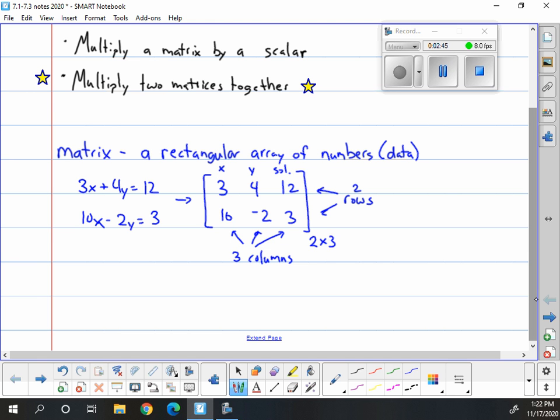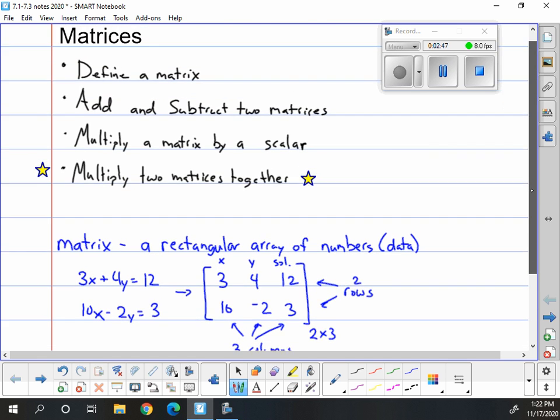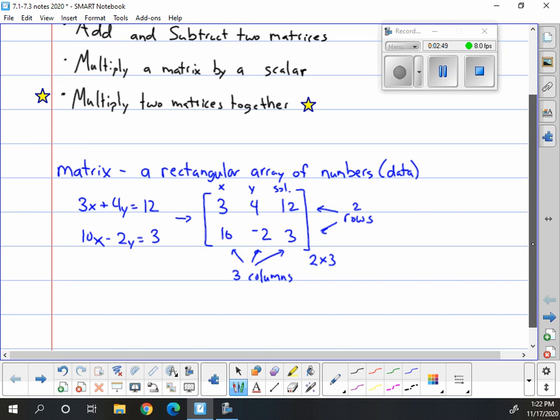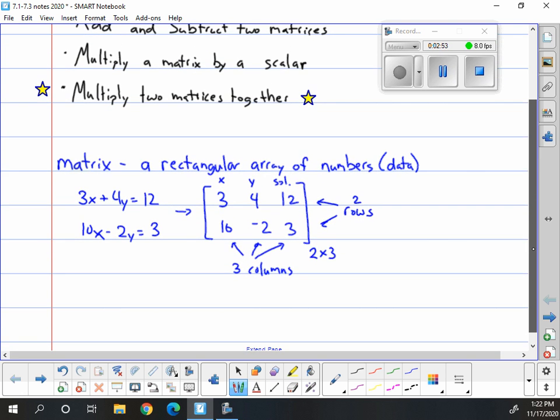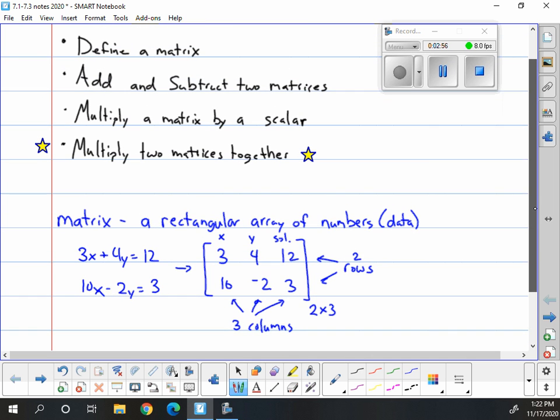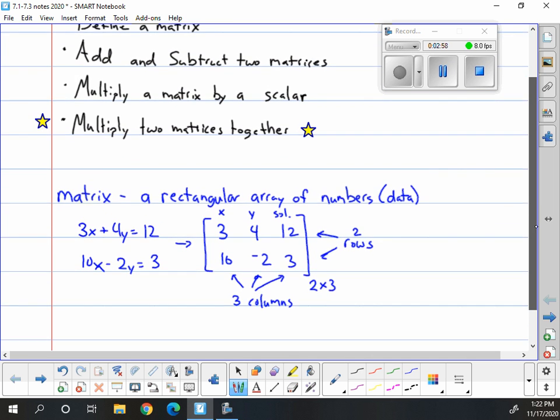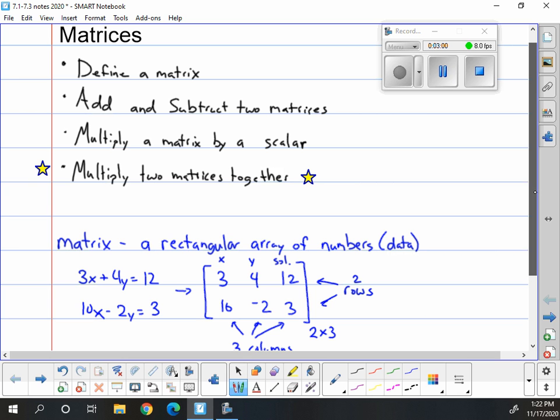So that's all a matrix is. It's a way of organizing data into a rectangular array. And we'll use them to solve systems of equations, but not today. We're just kind of introducing what is a matrix. So that's part 1. Now I'm going to talk about how to add and subtract 2 matrices next.